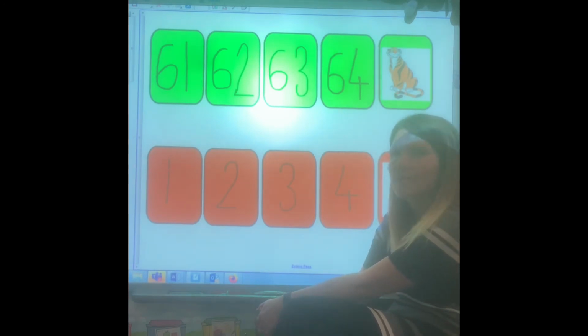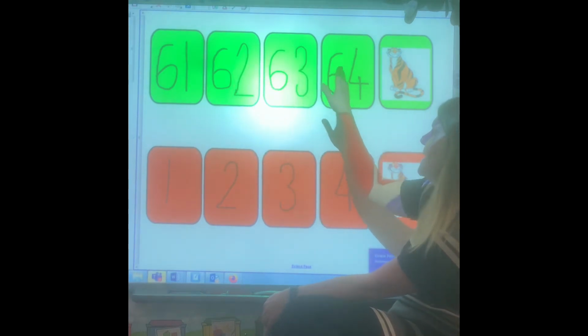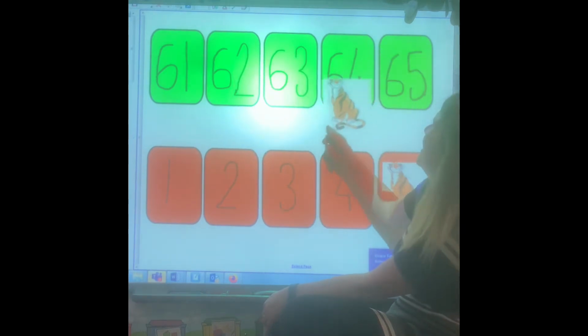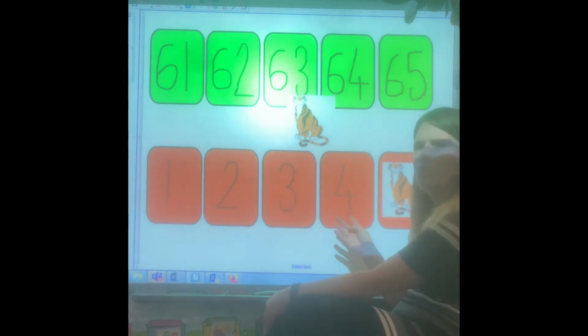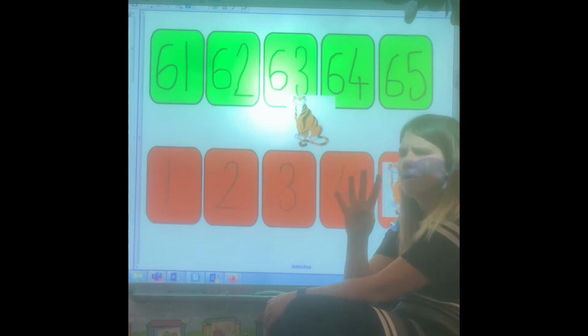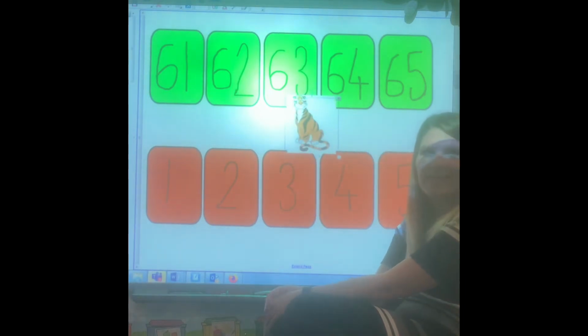What is the number that comes after 64? If we were to add on 1 to 64, what would it be? 61, 62, 63, 64, then 65. Well done if you got that one right. And we know that added on 1 to 4, 1 bigger than 4 is 5. There we are. Let's try the next one.